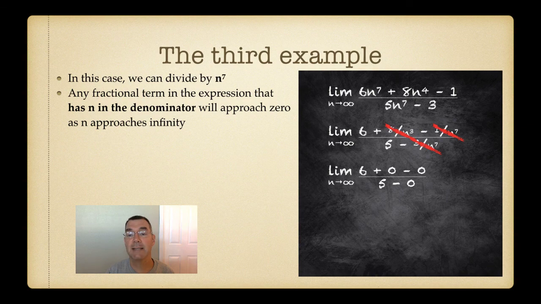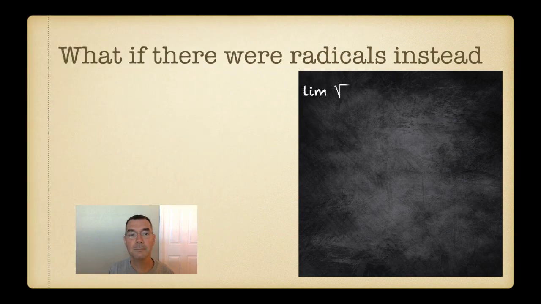So I've got 6 and a couple of zeros on the top, and then I've got 5 minus 0 on the bottom, and that means I've got 6 over 5. All right, so that's why those rules of top heavy, bottom heavy, and middle heavy exist.